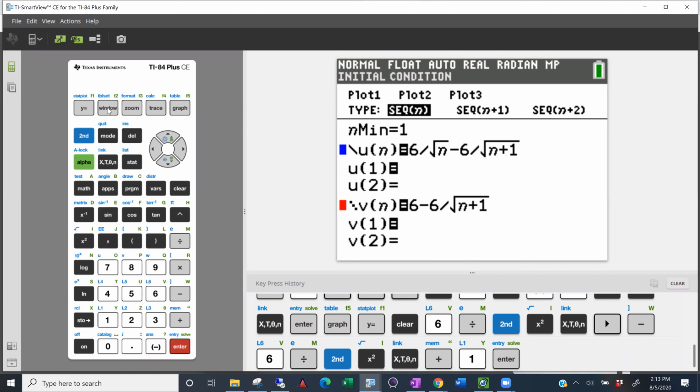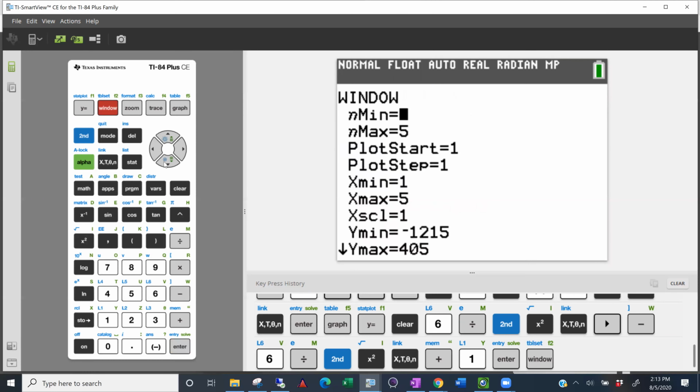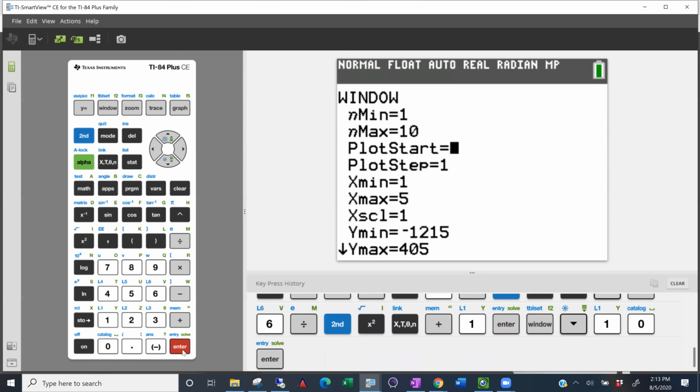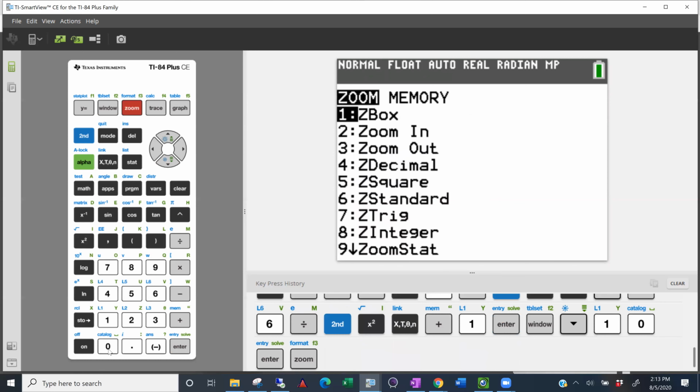We'll have to adjust our window maybe a couple times, but that's okay. So I would start by setting n min to 1 and max to 10. That way we get the first 10 terms. And then let our calculators do the rest. When I say let our calculators do the rest, what am I suggesting? Zoom 0. Zoom 0, yeah.